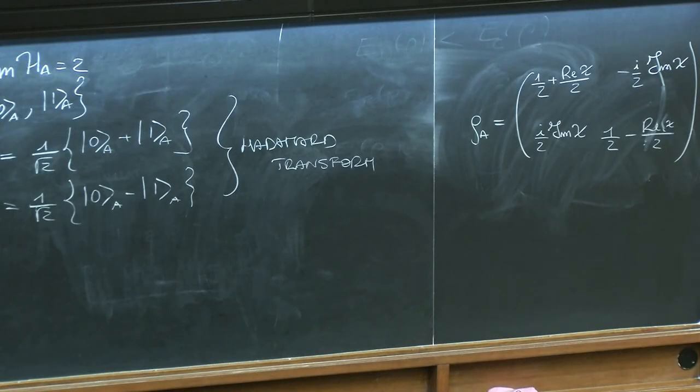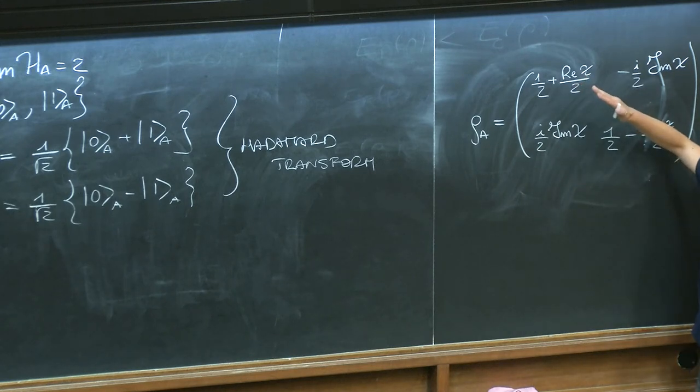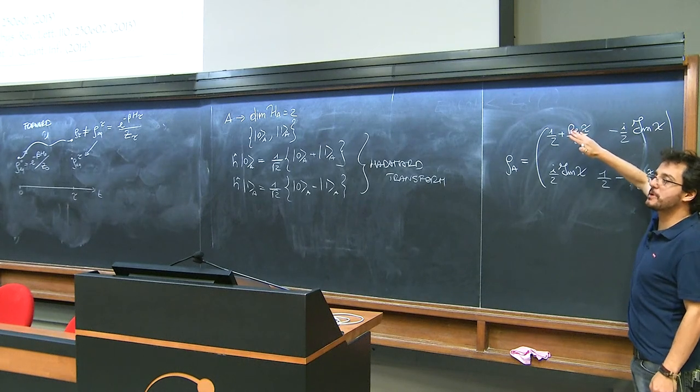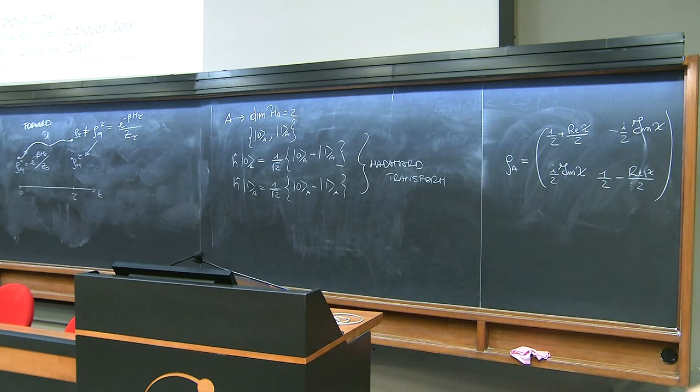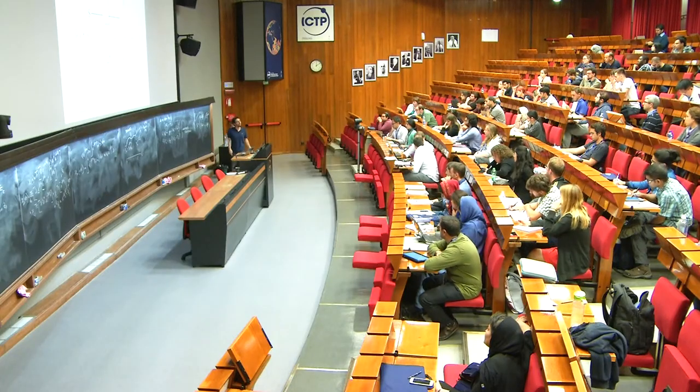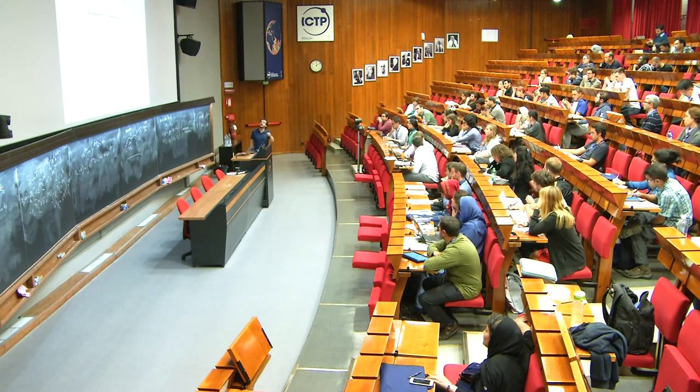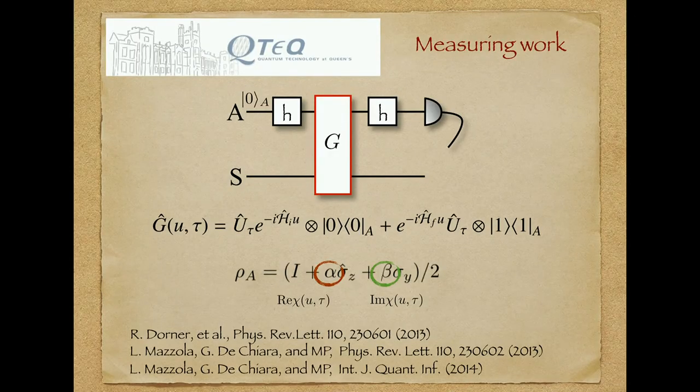So the state of the ancilla encodes information on the characteristic function. If I reconstruct the longitudinal magnetization, which is the expectation value of sigma z, and the transverse magnetization, which is the expectation value of sigma y, I have full information on the characteristic function of the work distribution. By simply reconstructing the state of the ancilla, I am able to get full information on a protocol that is arbitrarily complicated. So U is given there. When I implement this, I don't have to worry about what U is. U gave it to me.